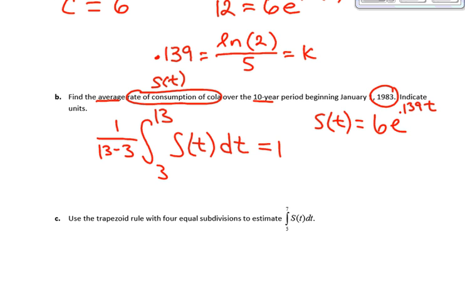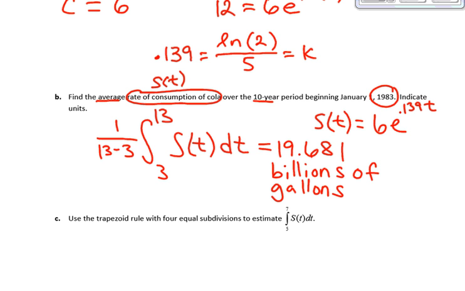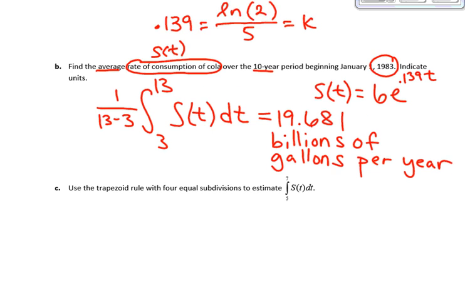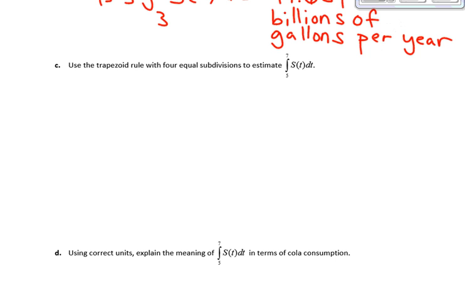So we have 19.681, and so that probably gives you 1, maybe 2 points there. And then let's go ahead and indicate the units to get all the points, and that would be in billions of gallons. And it's an average rate of consumption, so we have to have per year. Okay? All right, so moving along, we're going to look at part C, trapezoid rule.